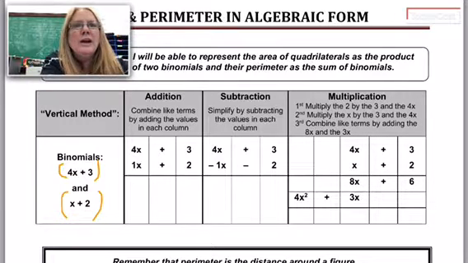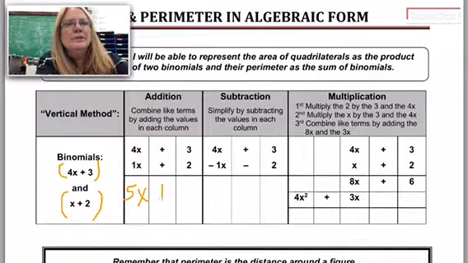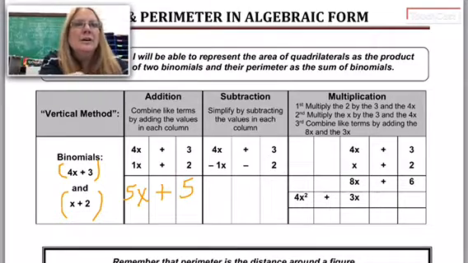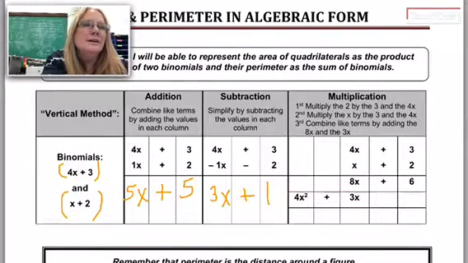And so when we're adding them, we can just put them one under the other, and 4x plus 1x is 5x. And then we're adding 3 and 2, and you get 5. Or if we were going to subtract, we could do 4x minus 1x is 3x, and a positive 3 minus 2 is a positive 1. Okay, so that I think you're pretty familiar with.